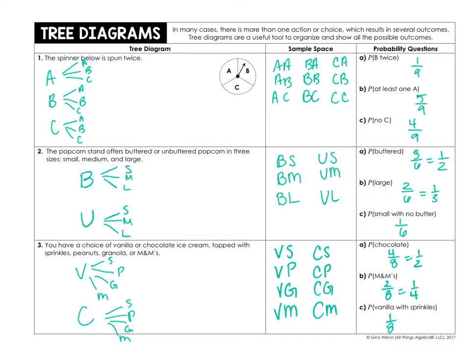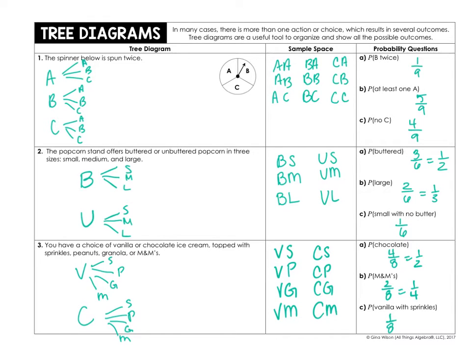So first practice, 10.3 on tree diagrams. It says the spinner below is spun twice. So once would be A, B, C, and then from there you've got A, B, C coming off of each time you spun. So the sample space is AA, AB, AC, and so on. Probability of spinning B twice: there's only one BB, so that's 1/9. At least one A: 1, 2, 3, 4, 5 out of 9. And no C, so nothing that has C in it: 1, 2, 3, 4 out of 9.